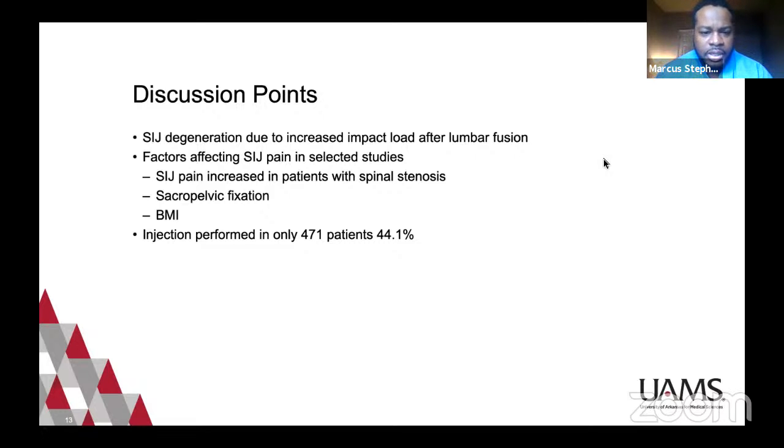Another important point that I wanted to talk about was that out of all these studies, only 471 patients, or 44.1% of patients, actually had an SI joint injection. And we know that this typically is one of the best ways to test for actual SI joint dysfunction, because sometimes it can be a rather cryptic diagnosis if you're not careful.